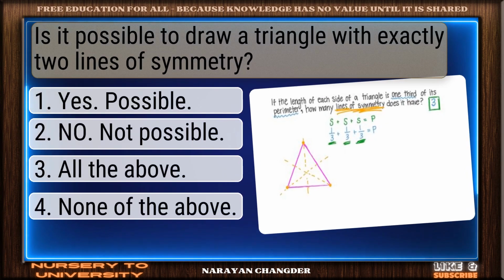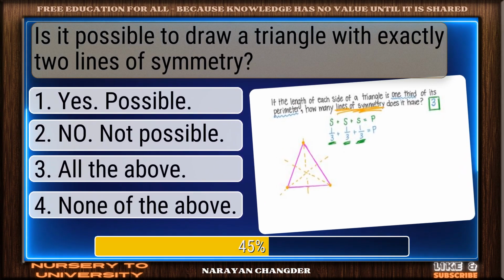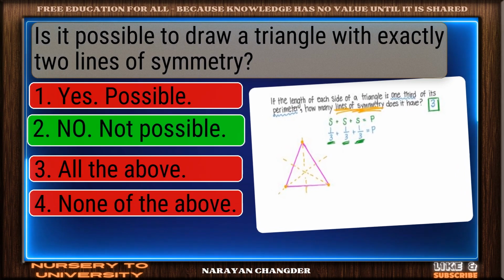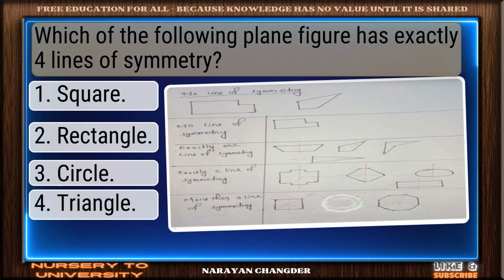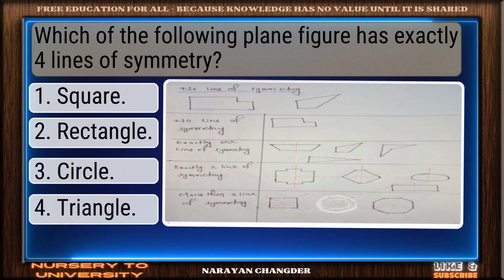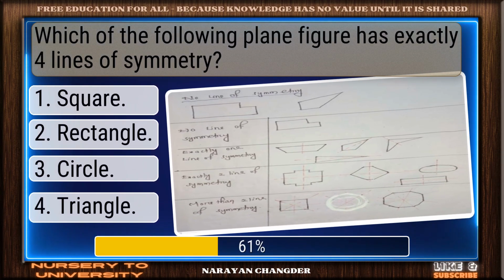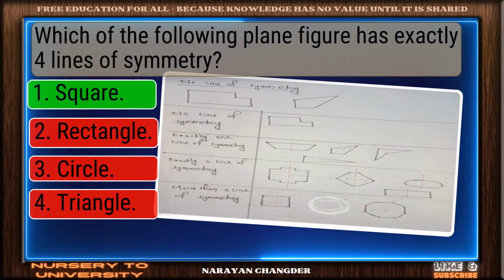Is it possible to draw a triangle with exactly 2 lines of symmetry? You're right. No, not possible is the correct answer. Which of the following plane figures has exactly 4 lines of symmetry? Solid response. Square is a valid choice.